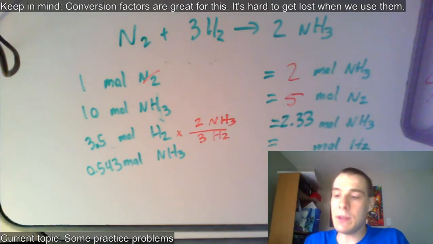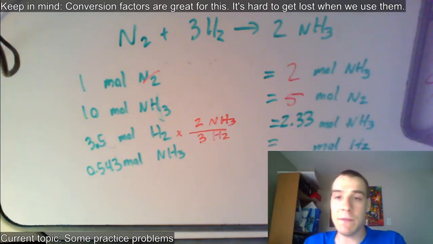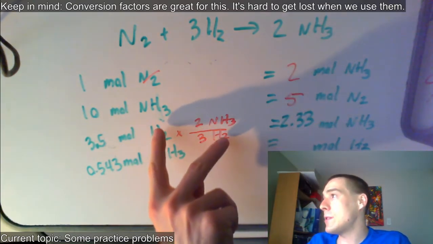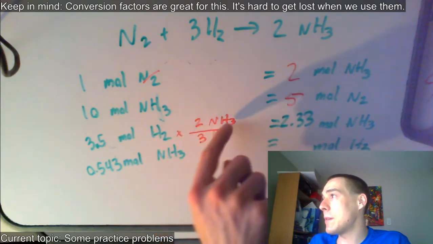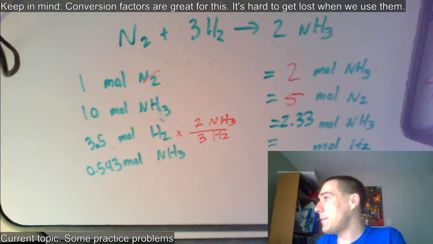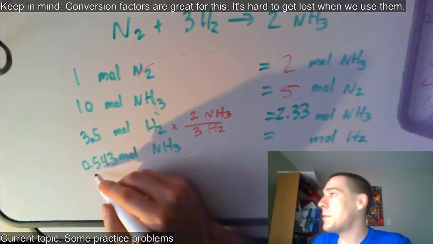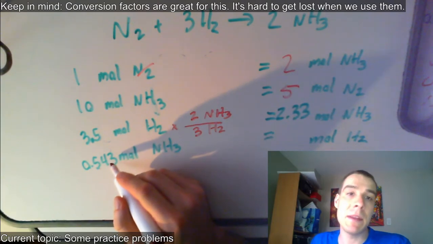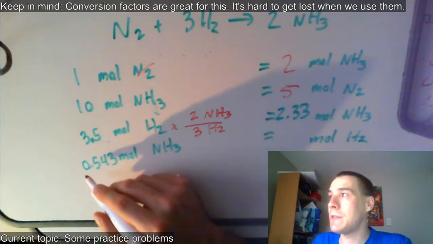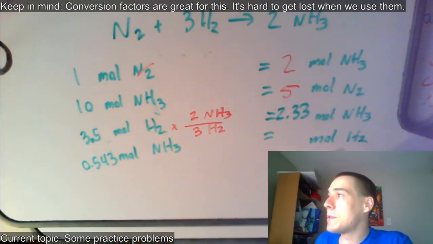So you see here how the conversion factor method is great, right? It's hard to get lost when we use conversion factors because you have to keep in mind just how fractions cancel out, that the top is going to cancel the bottom. You're going to leave that behind. All right. And the last one here, we have a certain number of moles of NH3, 0.543 moles. Remember that a mole, like a billion, you can have 0.543 billion of something. You can have 0.543 moles of something. And we're going to try to convert it to moles of H2.